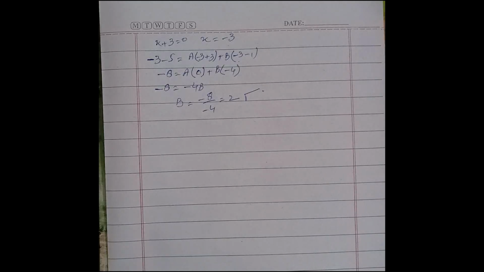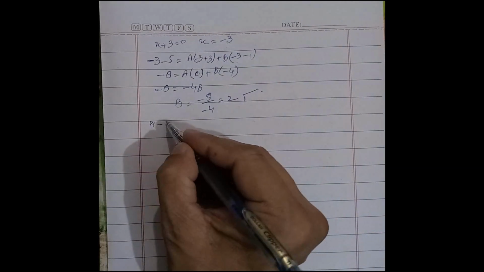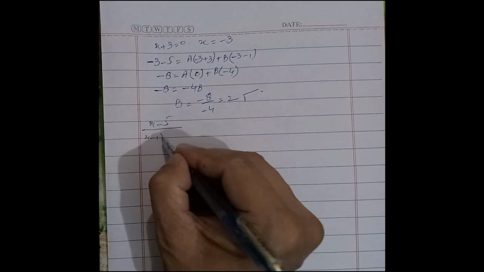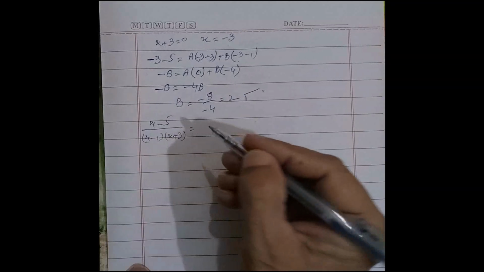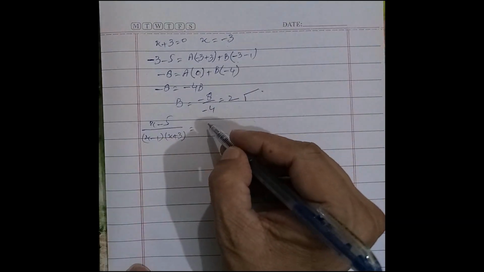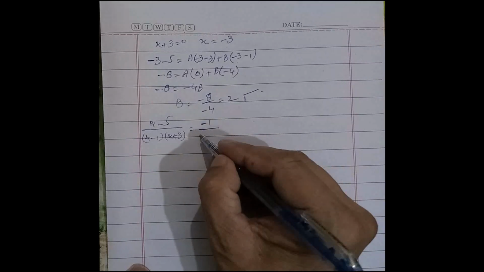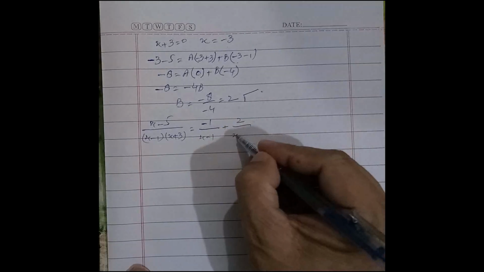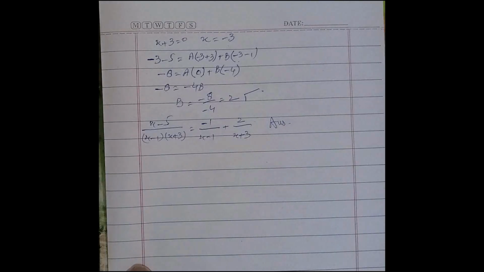Now we put the value of a and b in the fraction. We get x minus 5 over x minus 1 into x plus 3 is equal to a over x minus 1 plus b over x plus 3, which is minus 1 over x minus 1 plus 2 over x plus 3, and it is the answer of question 4.